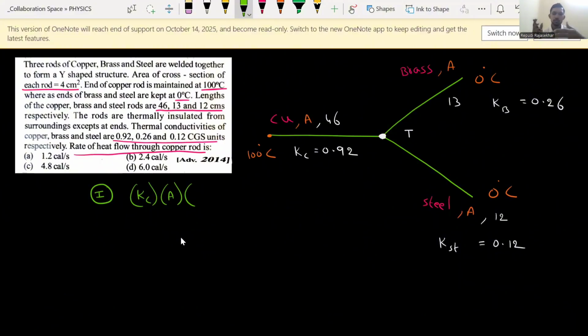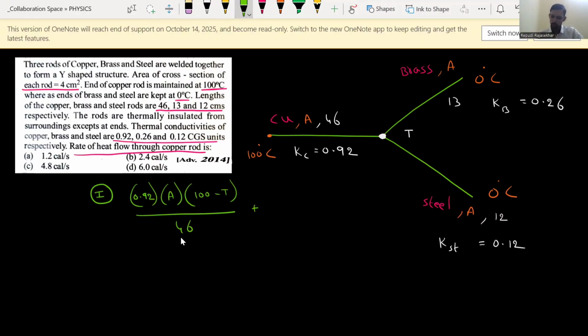Once you get the junction temperature, then use dQ by dt. Right, first of all, copper: KA delta T. The delta T value is 100 minus T divided by the length of this copper wire, which is 46. Also, Kc thermal conductivity is also given. Right, directly I will substitute. Directly I am writing, it is an easy question. Hope you can do it. So 0.92, KA delta T by L, plus.